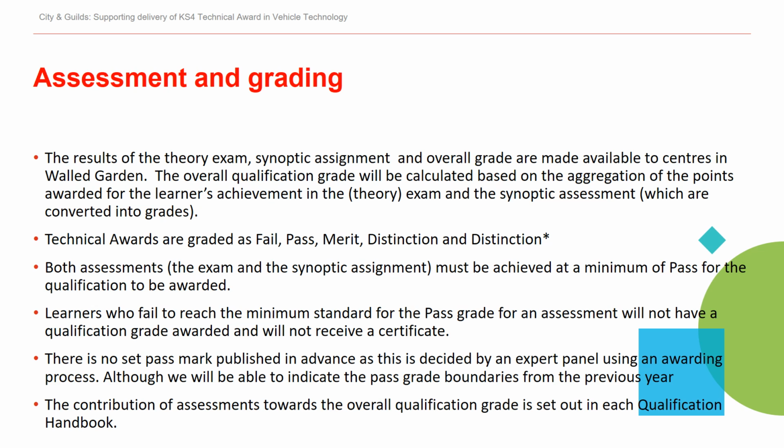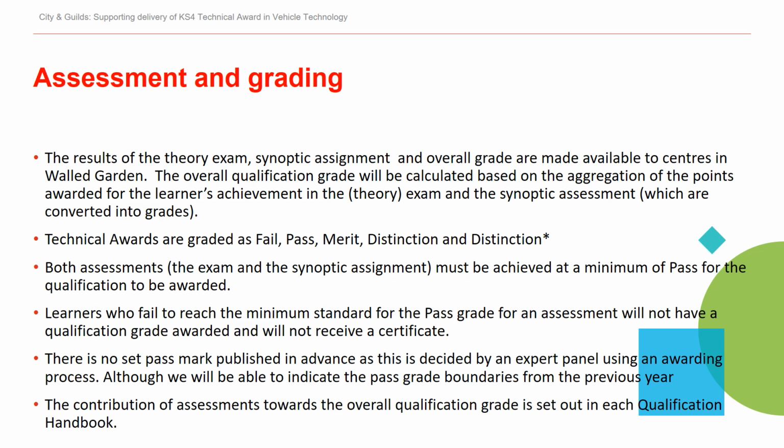The technical awards are graded as fail, pass, merit, distinction, and distinction star is taken midway from the top 10% of learners achieving a distinction. Both assessments, which means the exam and the synoptic assignment, must be achieved at a minimum of a pass before the qualification can be awarded. Unfortunately, there are no compensatory methods allowed, so you have to pass both the theory exam and the synoptic assignment to achieve the qualification.